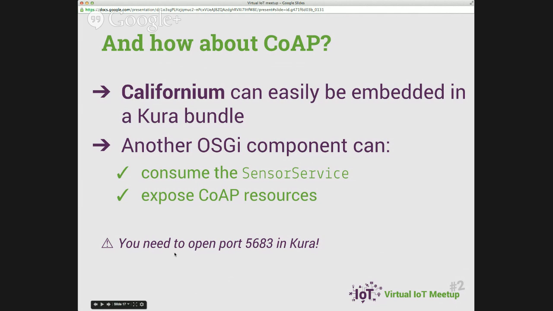A trick here is that you need to make sure, if you want to make your CoAP resources available to the rest of the world, to go in the Kura network administration part to make sure that you open the UDP port for CoAP. And that's basically how you would write the software running on the Raspberry Pi for exposing your sensors over MQTT and over CoAP.